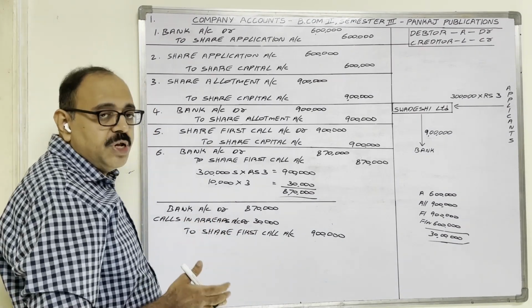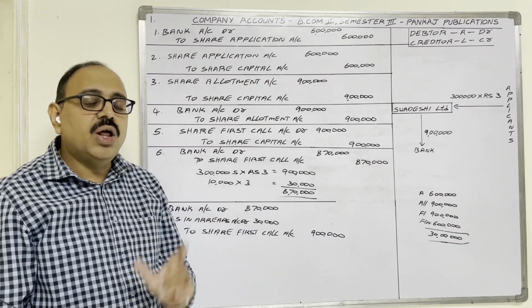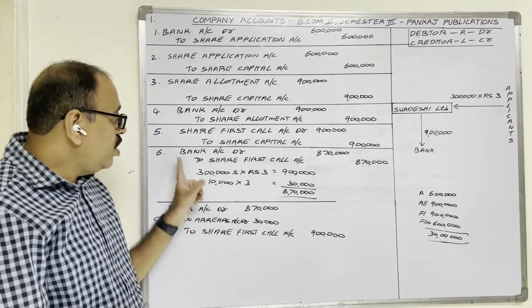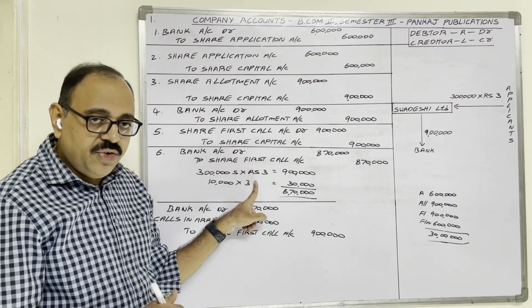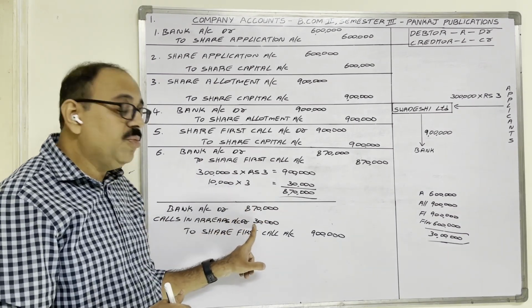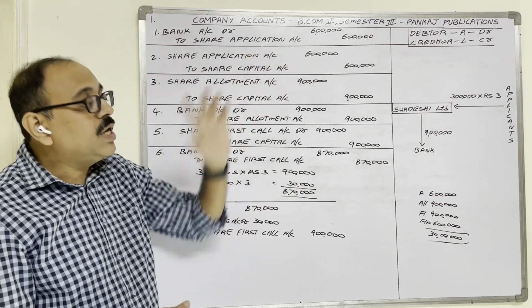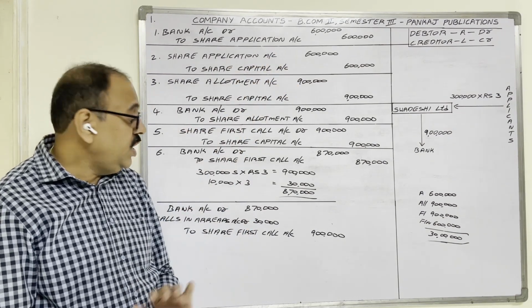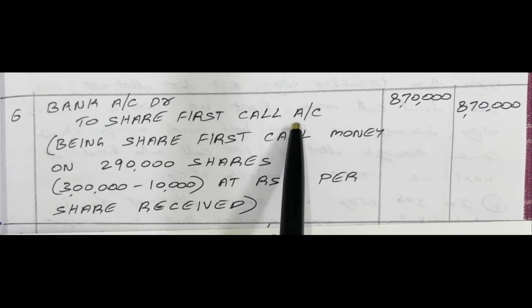So in examination, any one of these two methods you can follow. When there are calls in arrears, without mentioning calls in arrears in journal entry, you can write the entry. Otherwise, by clearly showing calls in arrears amount, you can write the journal entry. So as I am taking this question from Pankaj publications, I am following this entry. This is sixth entry, bank account debtor to share first call account.